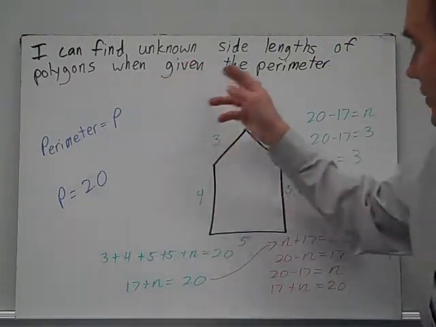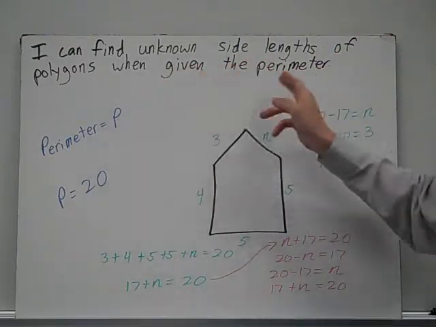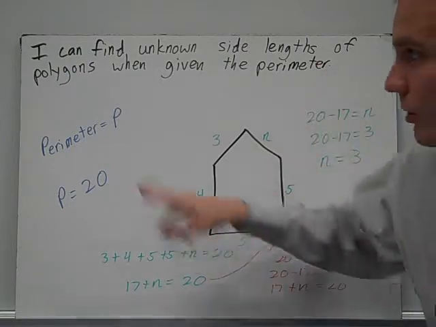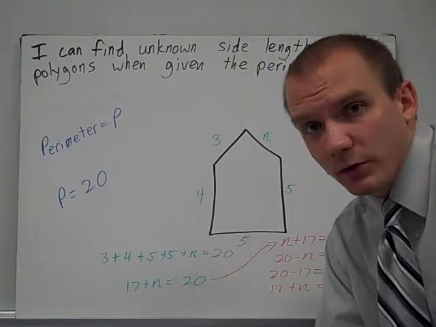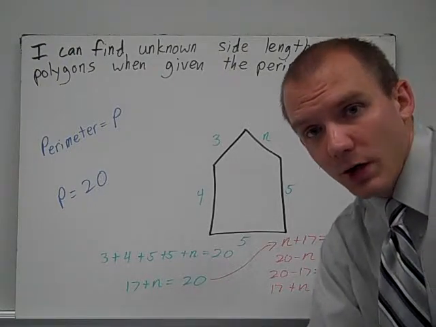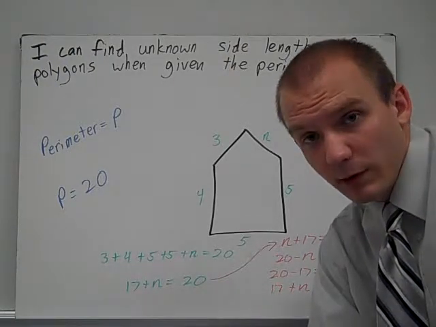I can find unknown side lengths of polygons when given the perimeter. In Lesson 1, I went over what polygons and perimeter were, so if you haven't watched that and don't have a good grasp, go back to Lesson 1 and rewatch that video and practice some perimeter problems.